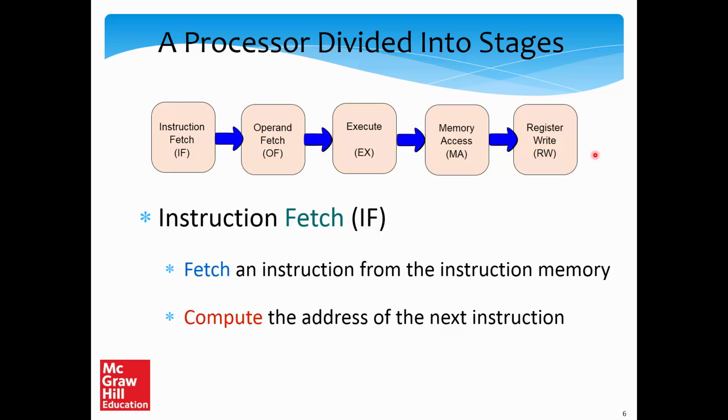Here we start with the instruction fetch stage. In the instruction fetch stage, we fetch the instruction from memory. We will call this the IF stage. The next stage will be the operand fetch stage, which we shall call the OF stage, where we fetch the operands, be it registers, not memory addresses, but registers, and also blow up constants and immediates. We fetch the operands in this stage.